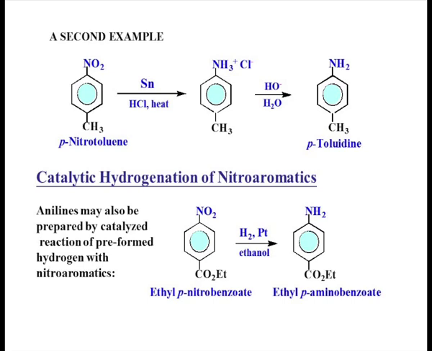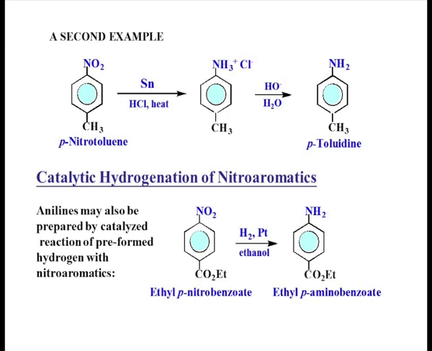Another example is where the nitration of toluene has taken place, which gives a mixture of ortho and para. Let us take the para being separated; it should be sterically more preferred. So, para-nitrotoluene when reduced with tin and hydrochloric acid will form the corresponding ammonium salt like the previous case. Treatment with OH minus and water will give the para-toluidine.